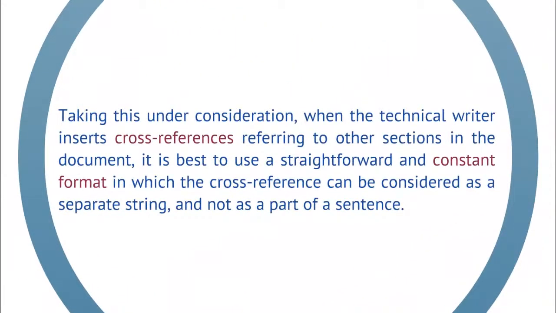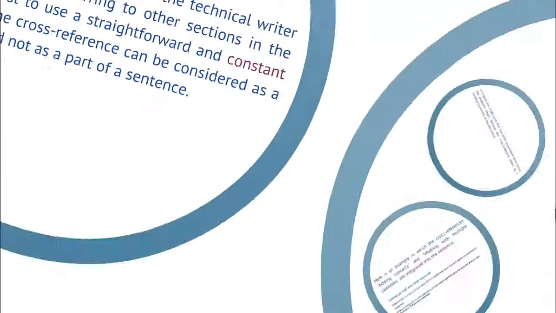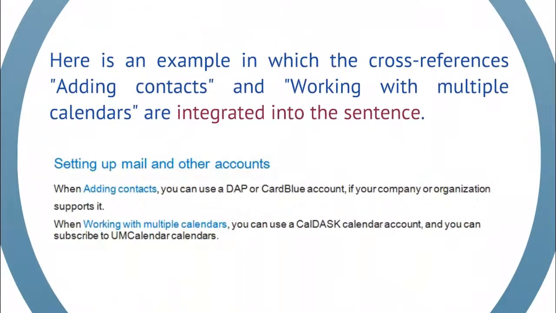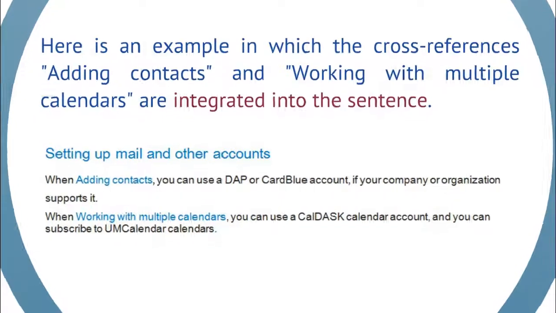Taking this into consideration, when the technical writer inserts cross-references referring to other sections in the document, it is best to use a straightforward and constant format in which the cross-reference can be considered as a separate string, and not as part of a sentence. Here is an example in which the cross-references, adding contacts, and working with multiple calendars are integrated into the sentence.